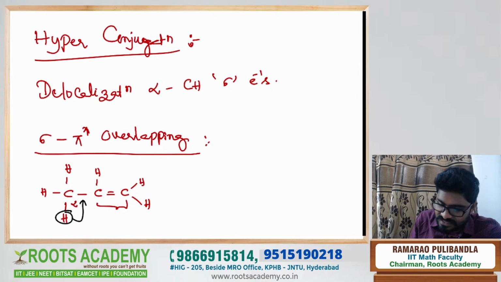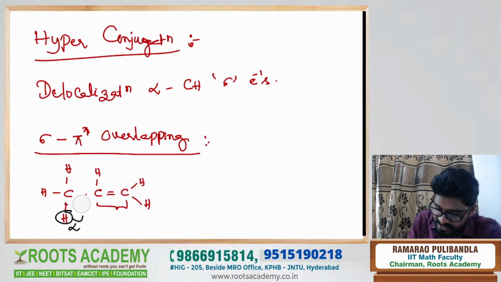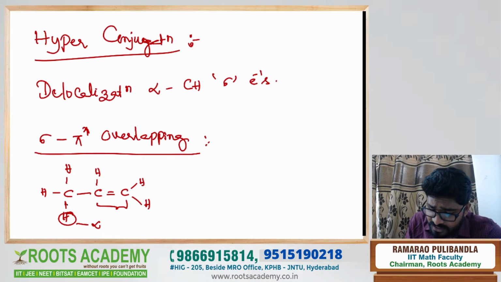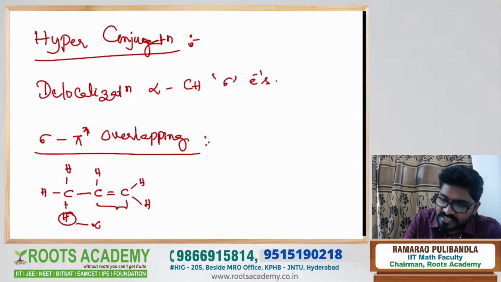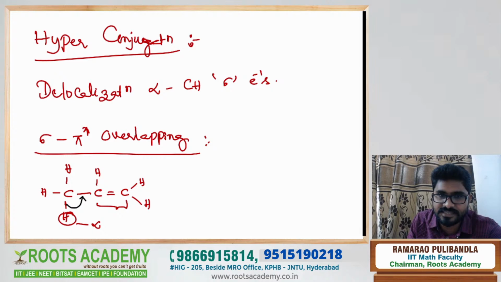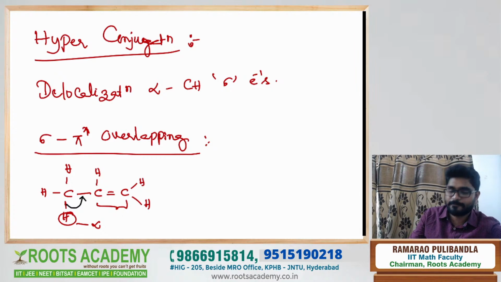See there, it's not exactly about the hydrogen. We are taking alpha C-H sigma electrons. Now these electrons, not the hydrogen electrons, we are taking these electrons. See here carefully. This is the alpha hydrogen. This C-H alpha sigma electrons delocalization will take place. See the bond clearly. These bonded electrons will shift here like this.